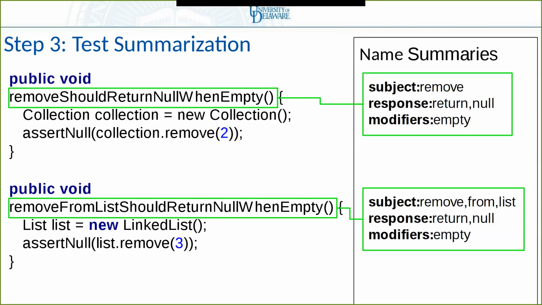To summarize the name, we divide the words of the name into 3 categories: subject, response, and modifiers. We use a keyword-based approach to decide which category a word is in. For example, words following should are generally the test response, and words following when are generally scenario modifiers.